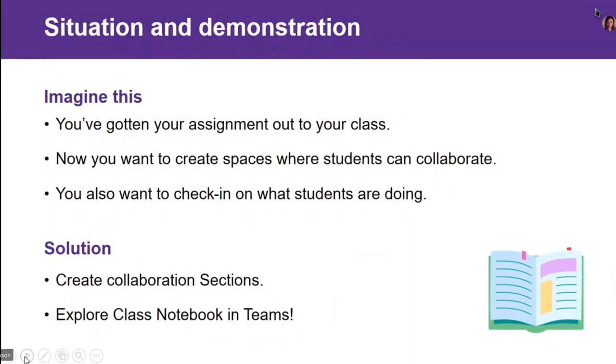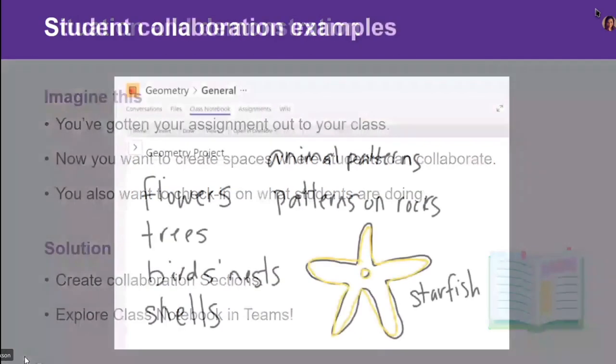So Microsoft's got you to imagine that your assignment's out for the class and you want spaces where students collaborate, and you also want to be able to check on them. Then you can actually create sections in the collaboration space within the team, so that you can have sort of semi-private spaces, a bit like, for those of you that have done the stuff on meetings, a bit like breakout rooms, but just in terms of where they're going to be able to collaborate on their writing.